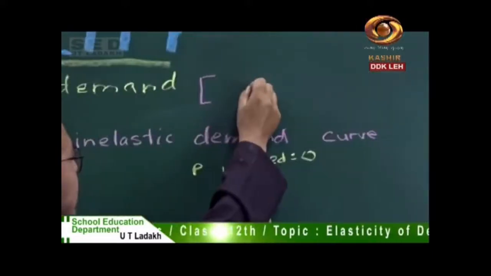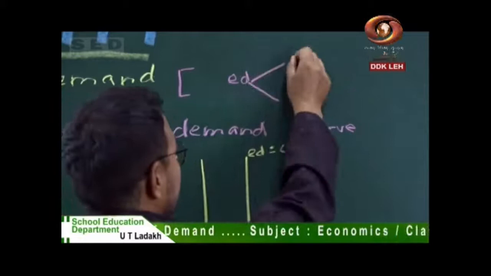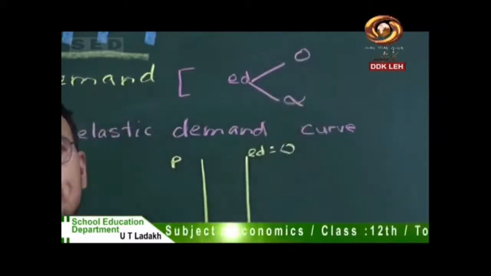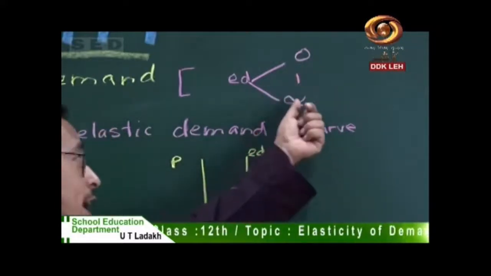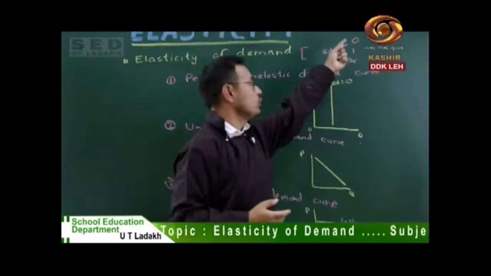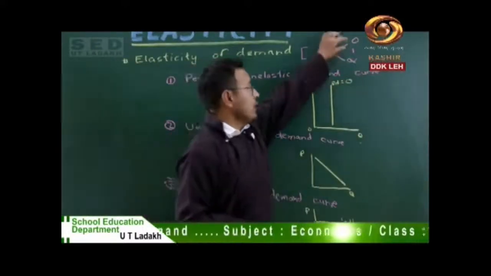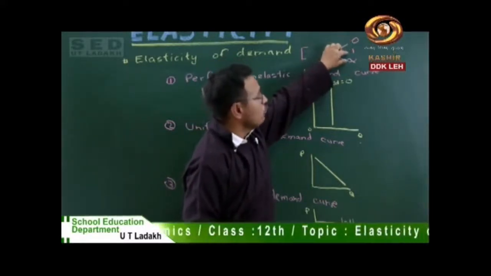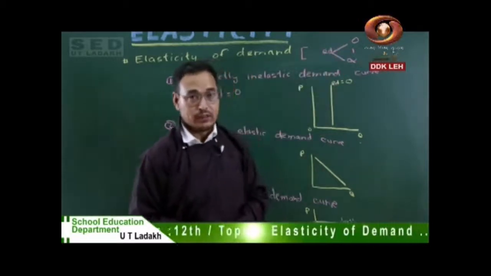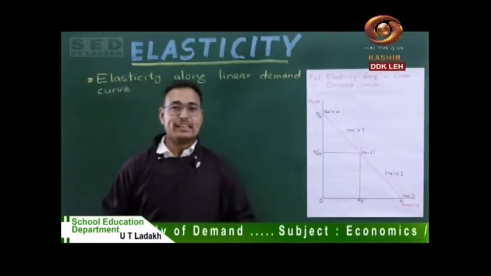So as a whole, at a larger level, I will write here that the value of ED will be between 0 and infinite. 0 means perfectly inelastic, 1 means unitary elastic, and infinite means perfectly elastic. So in this range, we have inelastic demand between 0 and 1, while between 1 and infinite, you have elastic demand. So the next subtopic is elasticity along a linear demand curve.